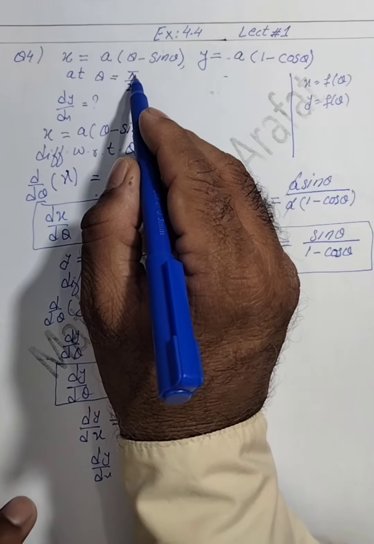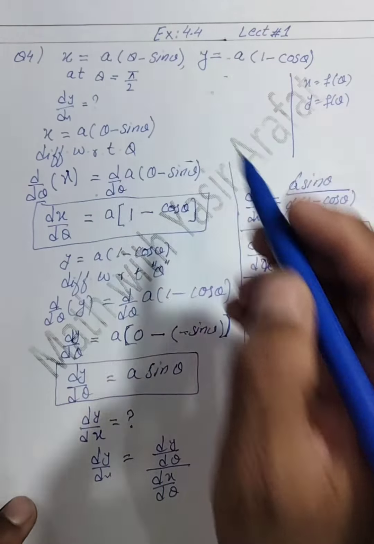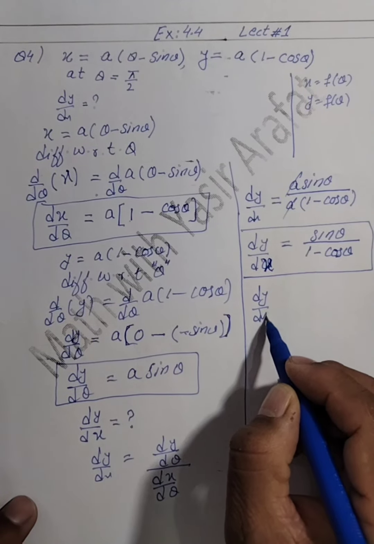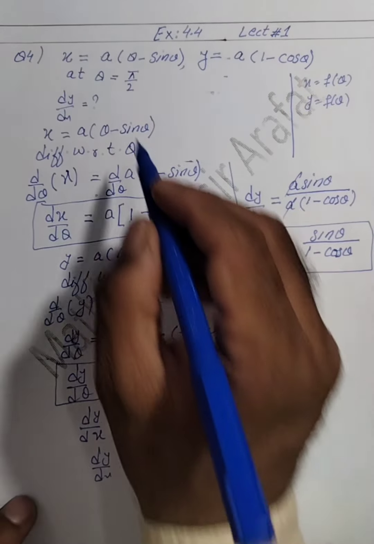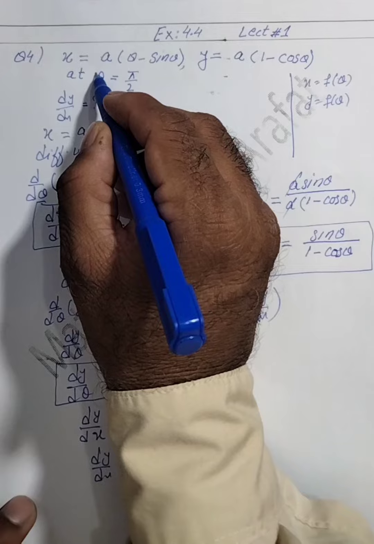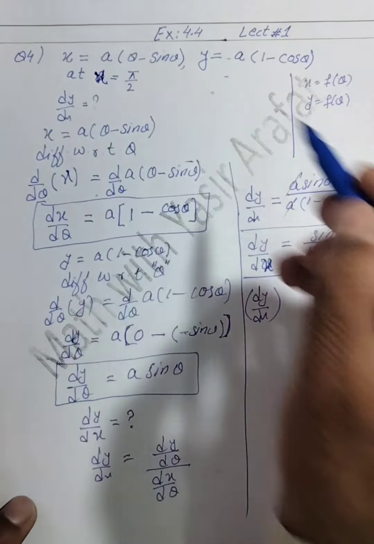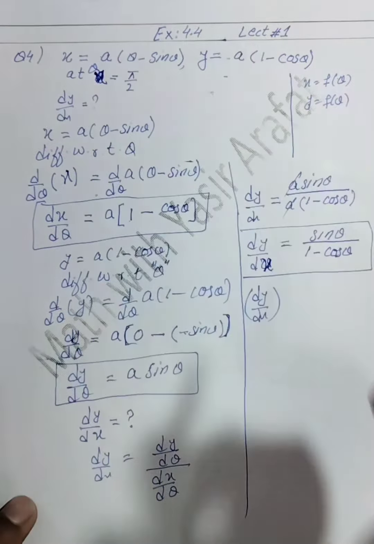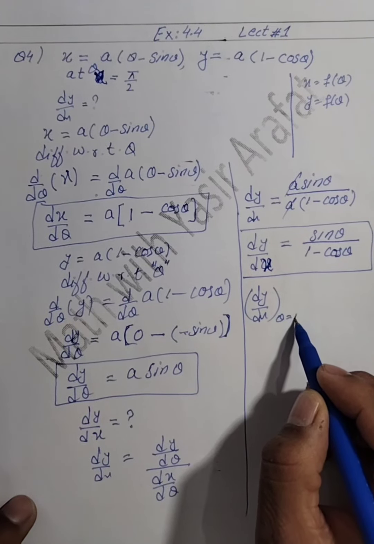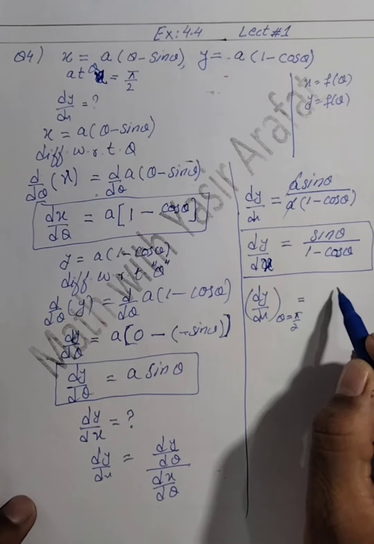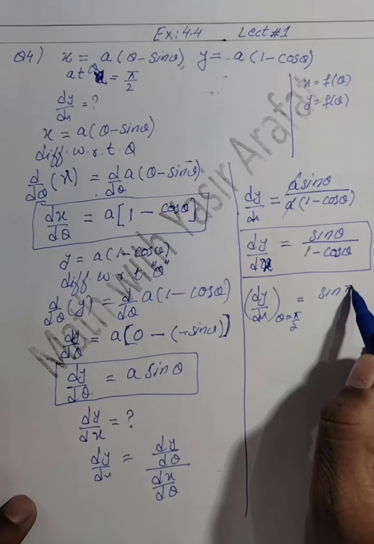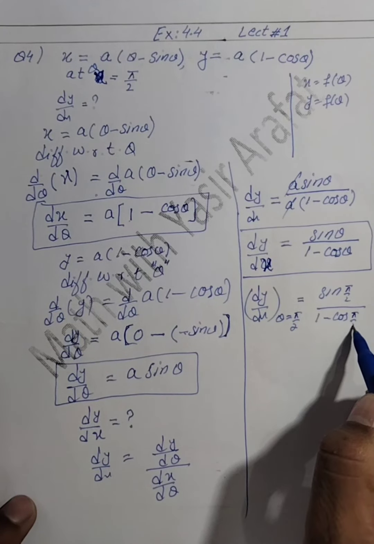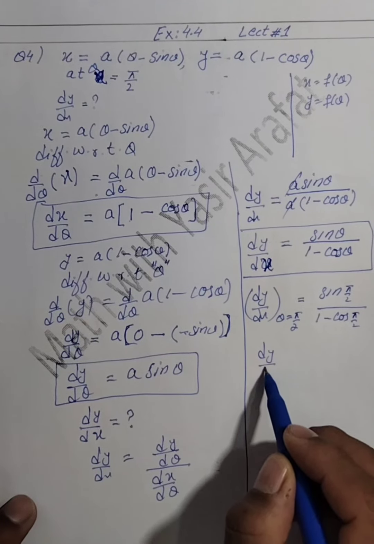But here theta is given as pi over 2, that is 90 degrees. So we just have to put the value here. Theta is equal to pi over 2, so we get sine pi over 2 divided by 1 minus cos pi over 2. So this is dy over dx.